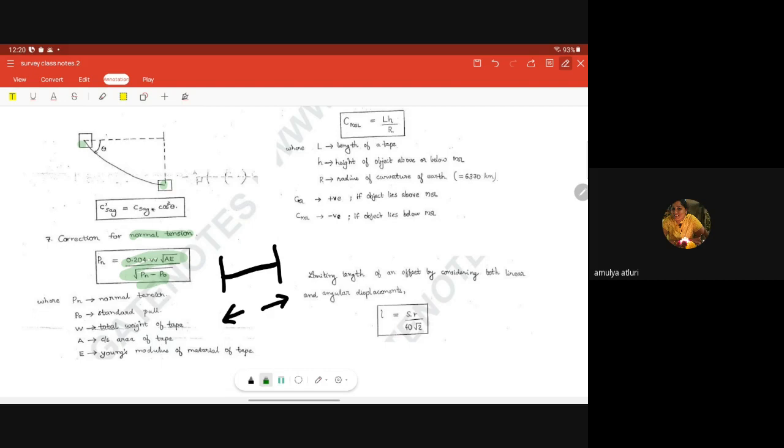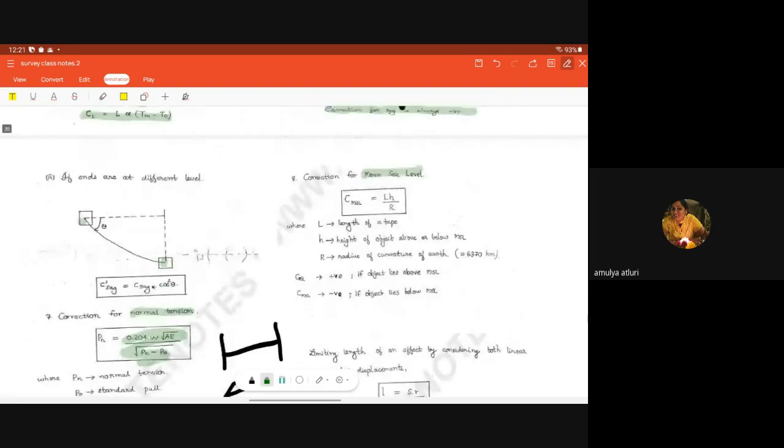So what is this Pn? Pn is nothing but the normal tension. P naught is nothing but the standard pull. W is the total weight of the tape. A is the cross-sectional area of the tape. E is Young's modulus of the tape. Okay. So Cn is equal to 0.204 W into root AE divided by root of Pn minus P naught. This is the correction due to normal tension.